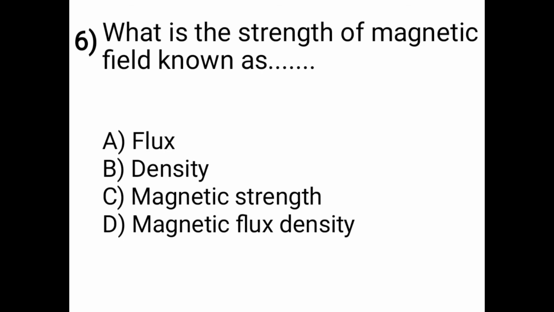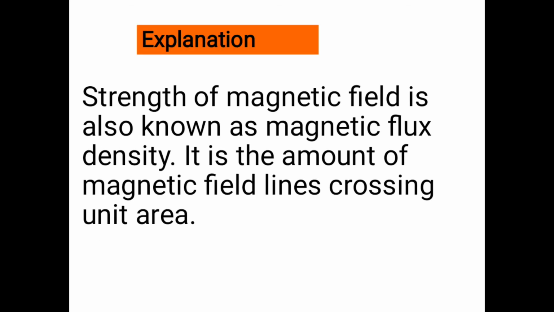Then we see the next question. What is the strength of a magnetic field known as? Options are A, flux, B, density, C, magnetic strength, D, magnetic flux density. The correct answer is option D. The strength of a magnetic field is known as magnetic flux density. We see the explanation of this question. Strength of magnetic field is also known as magnetic flux density. It is the amount of magnetic field lines crossing a unit area.